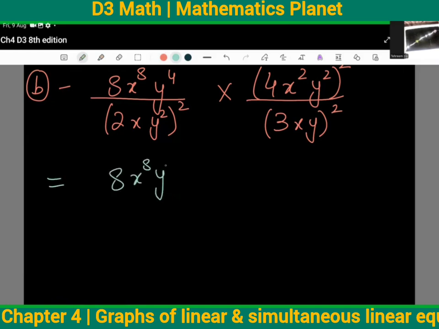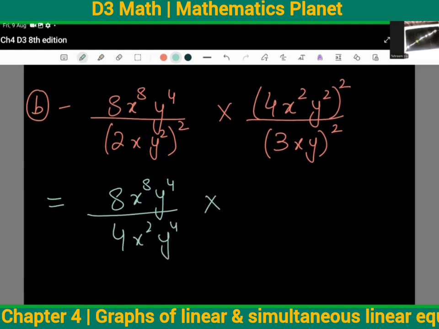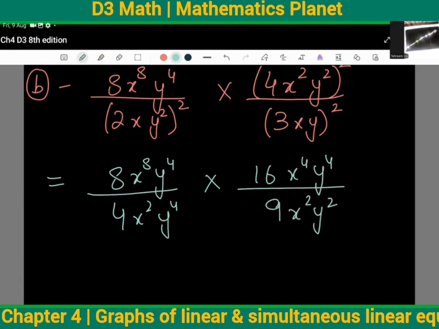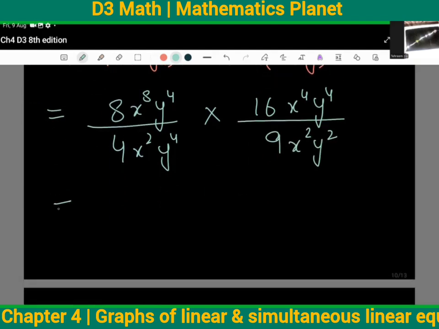8x^8 y^4 divided by 4x^2 y^4, multiplied by 16x^4 y^4 divided by 9x^2 y^2. So first of all, we're going to open the brackets. After opening the brackets, let's solve the numerators only. x^8 and x^4, so they will be added. We will get 12. y^4 and 4 will be 8.